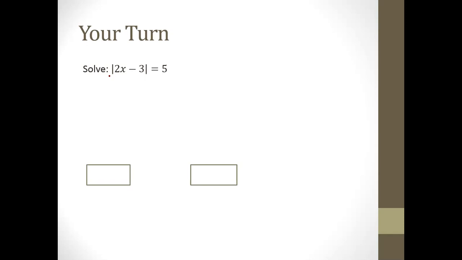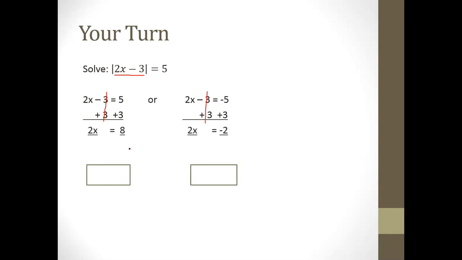All right, so in solving these problems, remember you start by taking the terms that are underneath the absolute value, so 2x minus 3, and we want to set them equal to positive 5 or negative 5. And then we're just going to solve both of these equations. So we're going to add 3 to both sides of the equations, and then we're going to divide by 2.